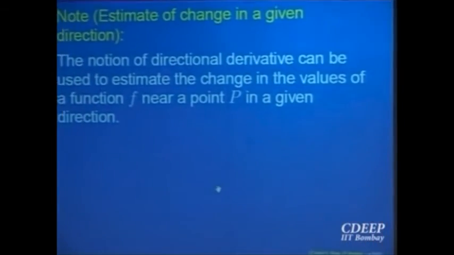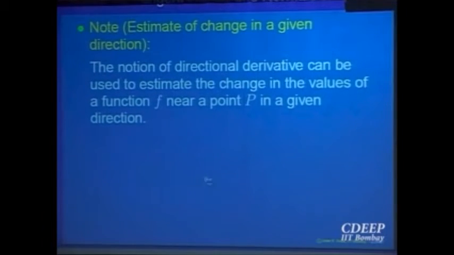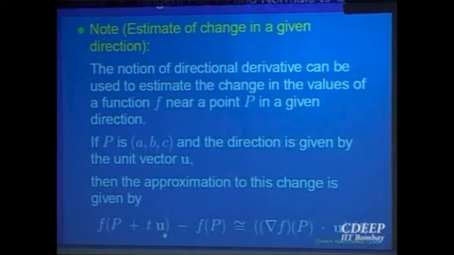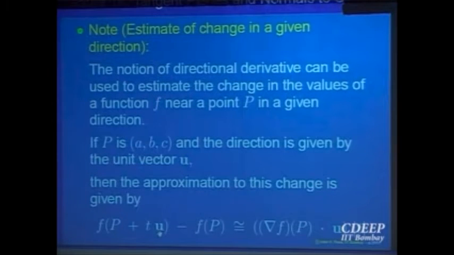So for example, near a point P in a given direction, you can try to use this. Take f of P plus t u, where u is the direction given to you. At a point P, you are moving in the direction of u, so at a nearby point, at time t, you have moved. So f of P plus t u is the point where you have reached. You started with f of P. So f of P plus t u minus f of P, divided by the increment, that limit will give you the directional derivative.